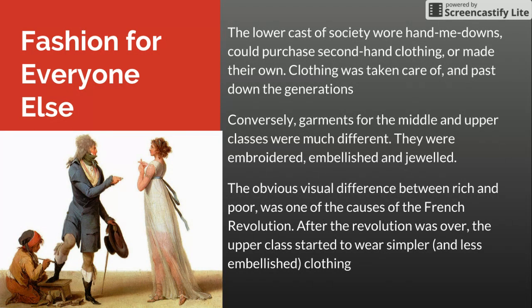And this was one of the main reasons of the French Revolution. It was very clear in French society who had money and who didn't. And obviously, the people who didn't wanted to have a little bit more power. So after the revolution was over, you see the upper class starting to wear less ostentatious clothing. So they would be simple, they'd be less embellished, to not draw so much attention to themselves.